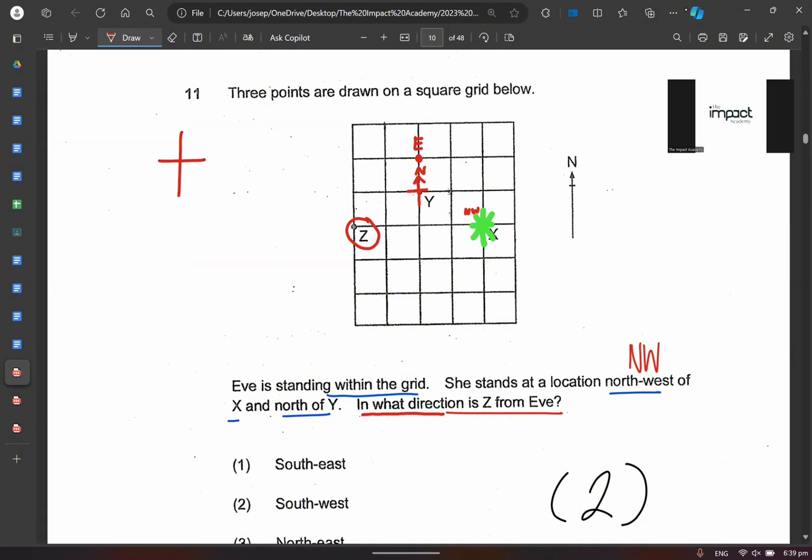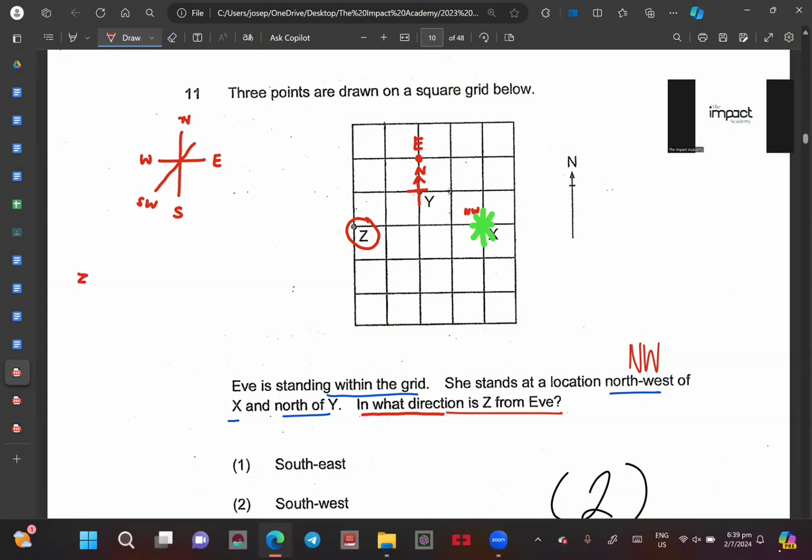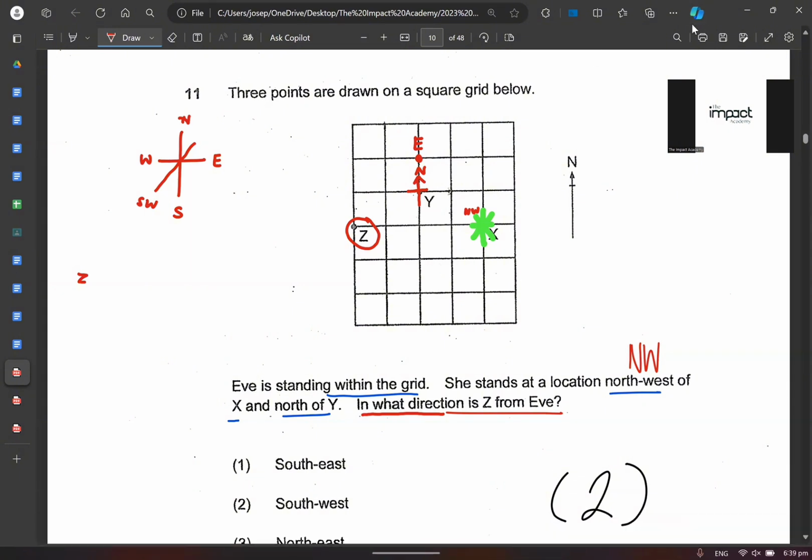Because you see, Z is on this side, right? So this is south, not the elephant, spray water, right? So isn't this southwest? Z is somewhere here. Correct or not? I didn't want to do it inside because I'm afraid that will confuse you. Can you understand? All right, that is the reason why your answer for this question has to be option number 2.